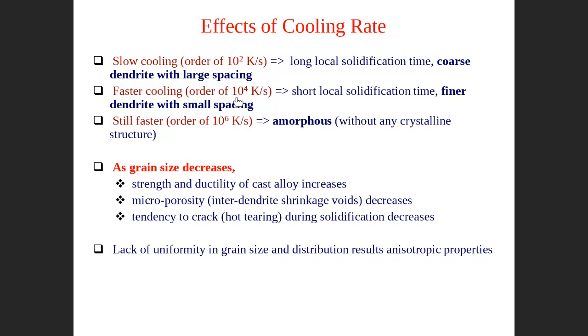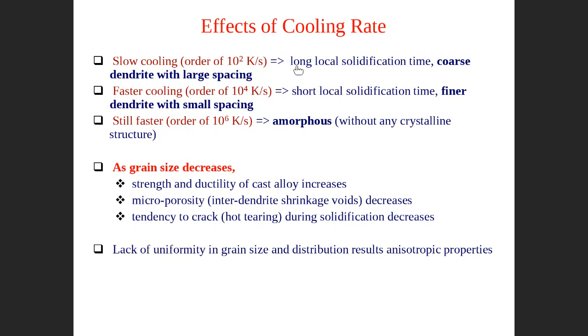But if you have fast cooling, you get smaller dendrites. You get many dendrites that are very small in size. It depends on the cooling rate. If you get a very fine structure, many will be created and each one is very small in dimension. If you have very fast cooling, very high quenching, you get an amorphous structure, with no crystals, like glass. And the material becomes very brittle. We call it amorphous, without any crystal.